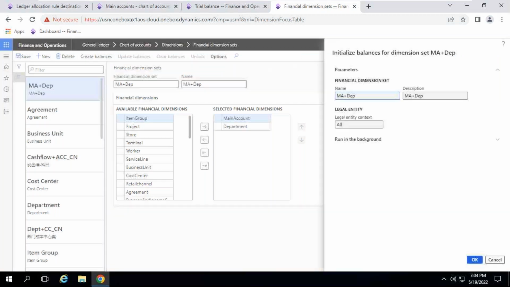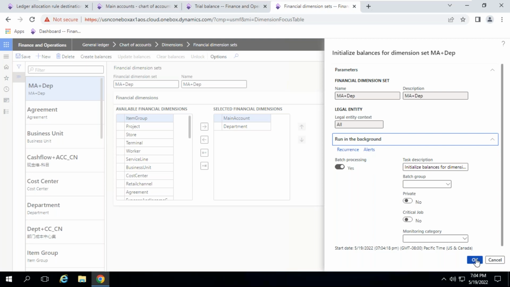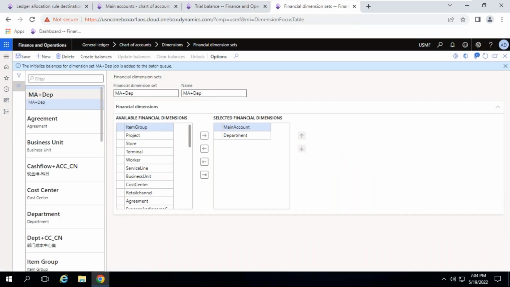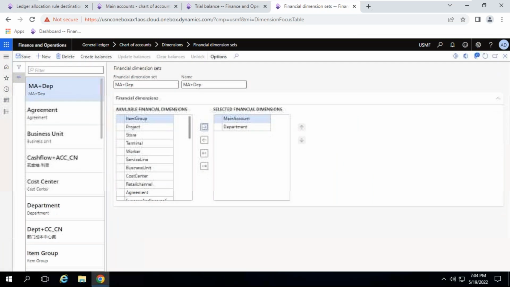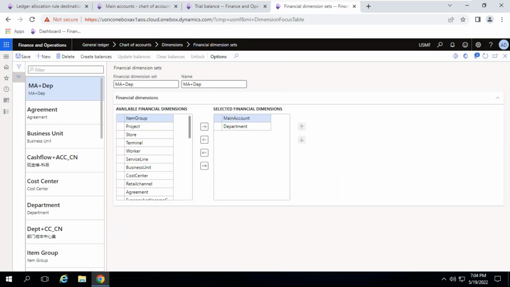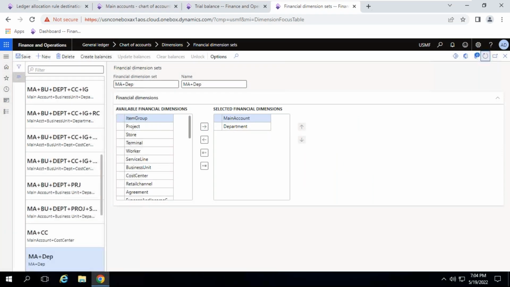It is a batch job. It is executing. It will execute automatically. So it may take a minute or 2 minutes time. Let it be processed. Then create balances button will be renamed to rebuild balances. For this, there is a batch job.